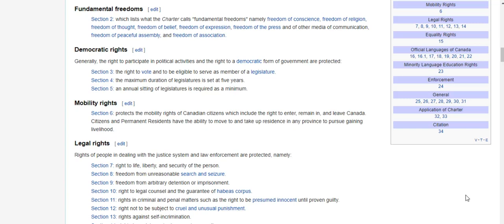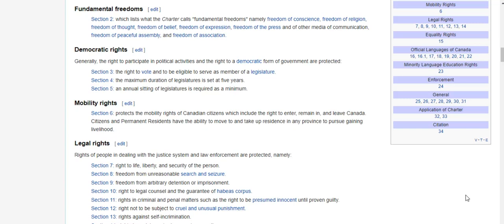Mobility rights. Section 6. Protects the mobility rights of Canadian citizens, which include the right to enter, remain in, and leave Canada. Citizens and permanent residents have the ability to move to and take up residence in any province to pursue gaining a livelihood.